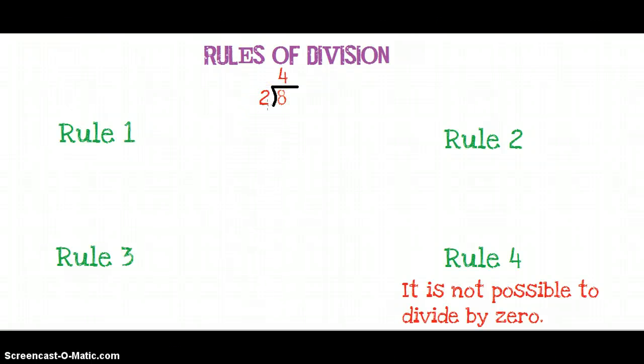Now, the 2 is called the divisor. The divisor is the number that you're going to divide by. And our 4 up here, it's our answer. In division, the answer is called the quotient.